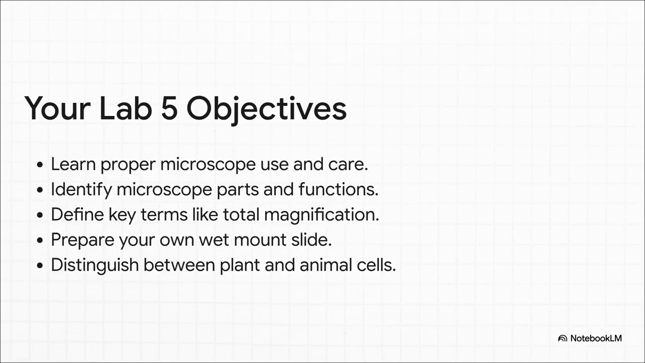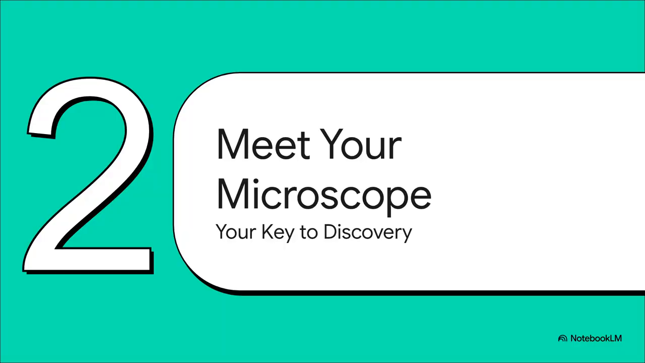So what skills are you going to walk away with? By the time you're done, you'll know how to handle the microscope like a pro, you'll be able to name all its parts, you'll get the key vocab down, you'll prepare your very own slide from scratch, and you'll be able to spot the major differences between plant and animal cells. Easy enough, right? Okay, let's get to the main event, the microscope itself.